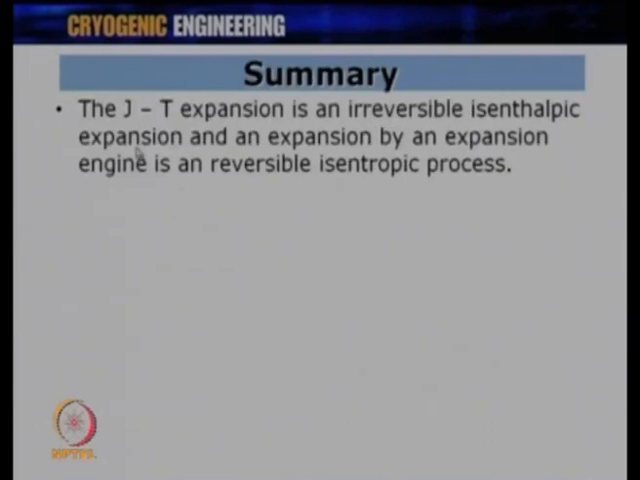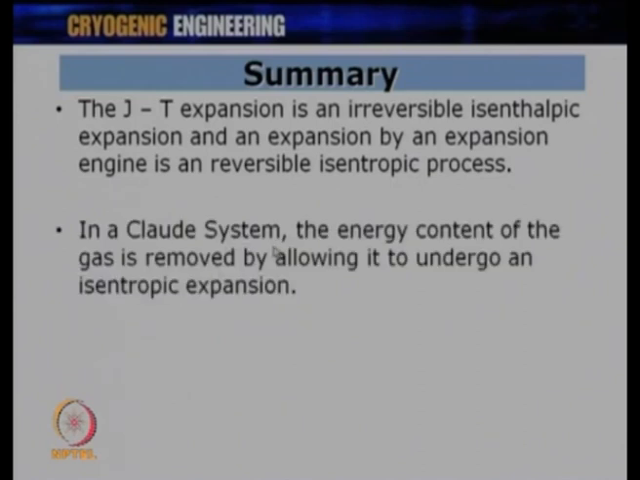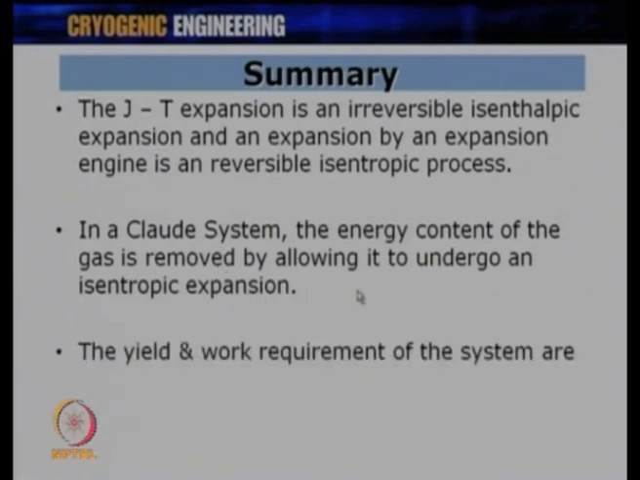With this, if I summarize whatever we have learned today, the JT expansion is an irreversible isenthalpic expansion, and an expansion by an expansion engine is a reversible isentropic process. This is clear. In a Claude system, the energy content of the gas is removed by allowing it to undergo an isentropic expansion. So, the energy is basically removed because of the work done by the system due to the isentropic expansion.